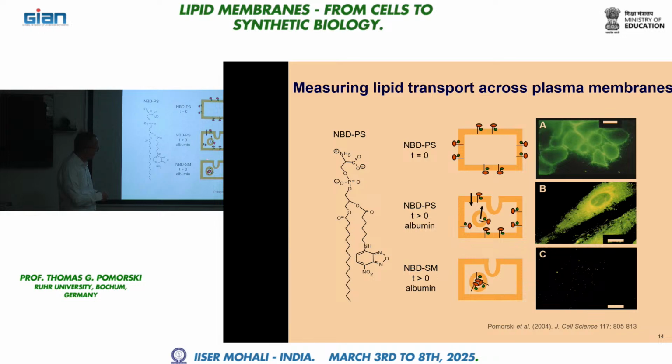Lipids that are not transported can only be taken up by a process that we call endocytosis. It's a process where the lipids are basically trapped in endocytic vesicles, and you only see these little dots here, these endocytic vesicles. With this, you can monitor whether a lipid can easily flip across, or whether it can only be taken up by endocytosis, for instance, by fluorescent microscopy.